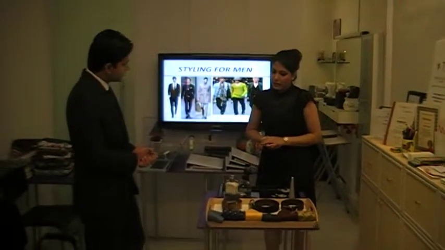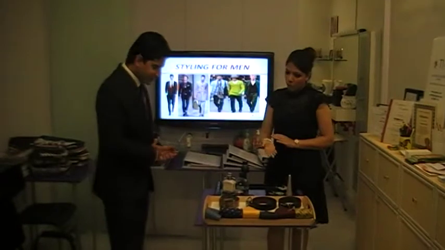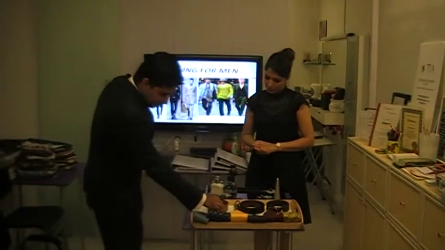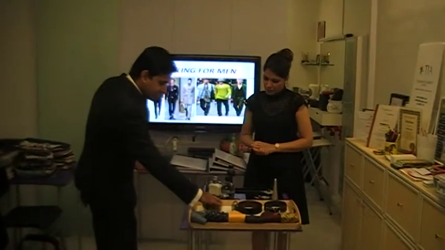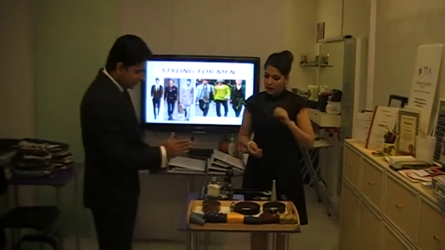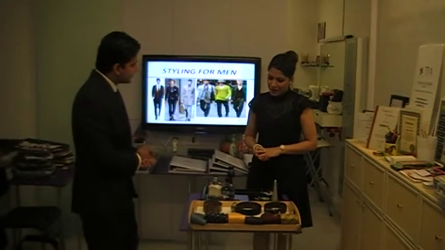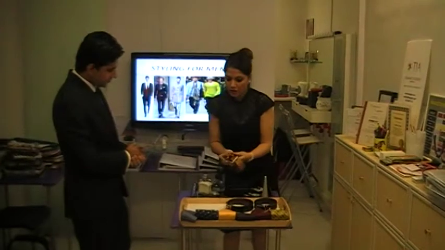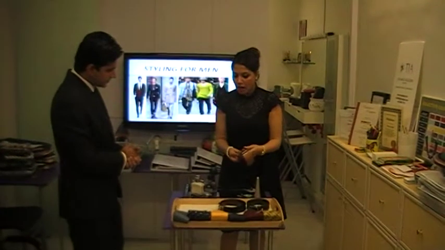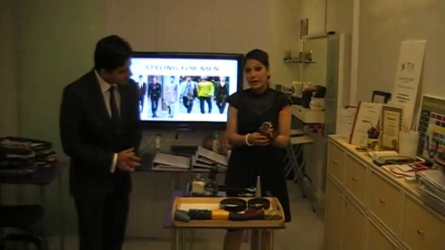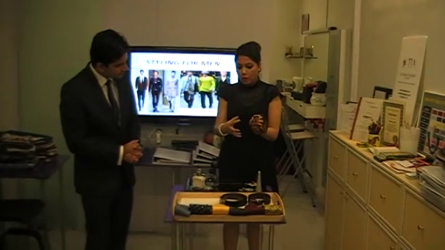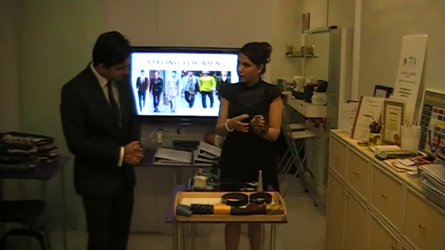And about the belts, what are the three belts that you can see here? They have got different buckles, different textures, different materials. It's really difficult to decide. So now, Shaurya, the buckle on this belt is fairly large. You can see the brand name here. The overall look of this belt is very casual.